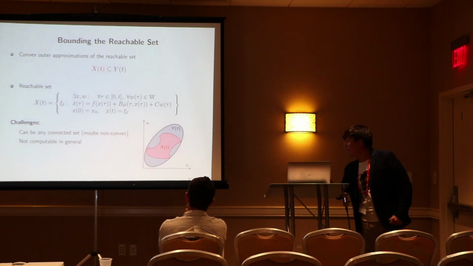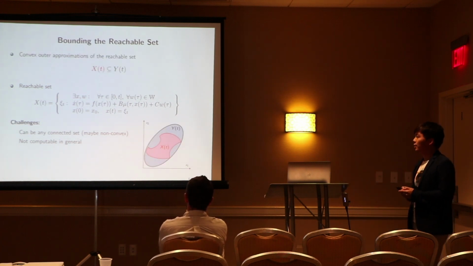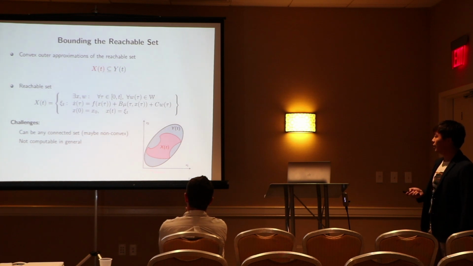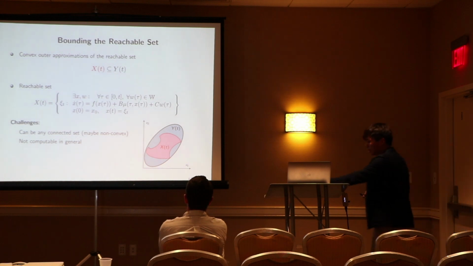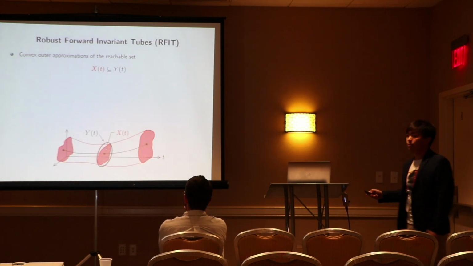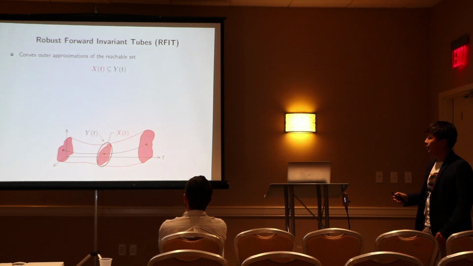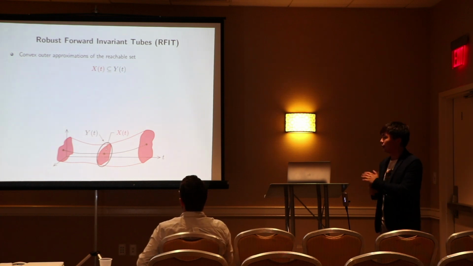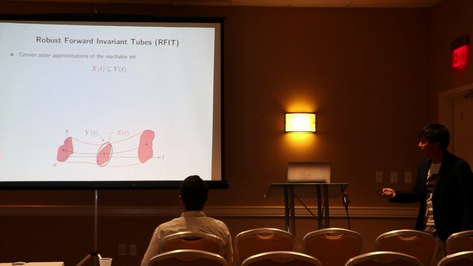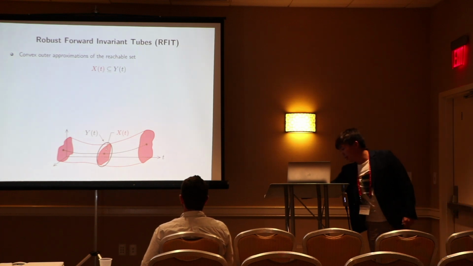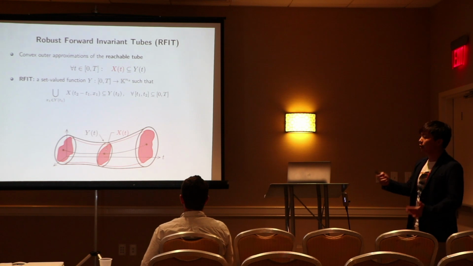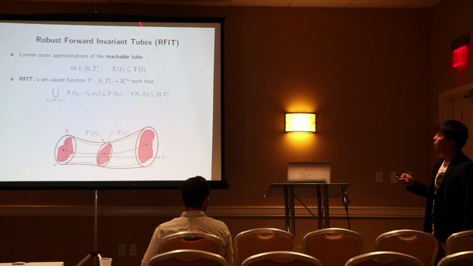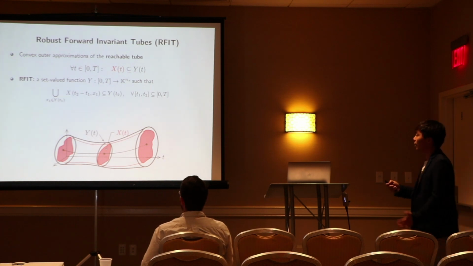So a more practical way is to do some convex outer approximations for your exact reachable set. For example, here we are bounding your original reachable set using an ellipsoid. So we just mentioned the idea of bounding one slice of the reachable set at a specific point in time. But what we really care about is every slice of such reachable sets over your entire control horizon. So this leads to the idea of doing convex outer approximation for an entire reachable tube, using the notion of the so-called robust forward invariant tubes, we call RFITs.